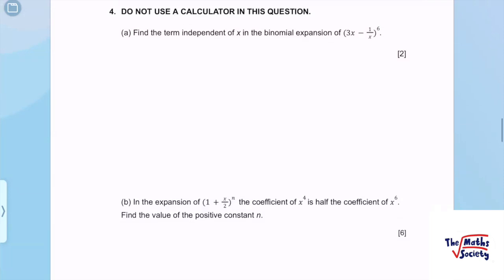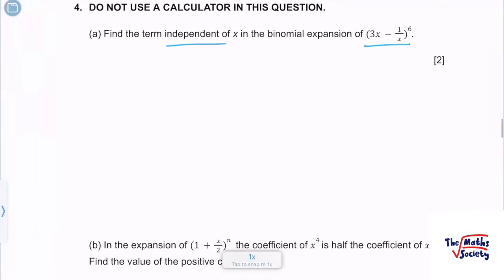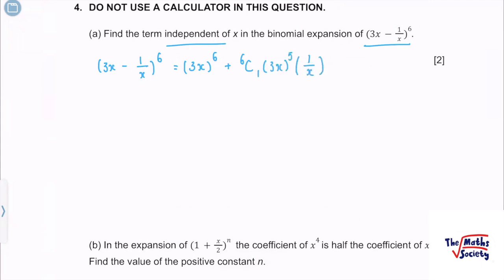So it says to find the term independent of x, so the one that does not have an x in it, in the binomial expression of 3x minus 1 by x to the whole power 6. So firstly, 3x to the whole power 6 plus 6c1 3x to the whole power 5, and then 1 by x. So even if you divide here, you'll still get x power 4. So that's not correct.